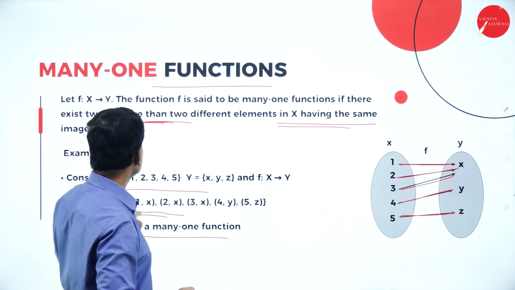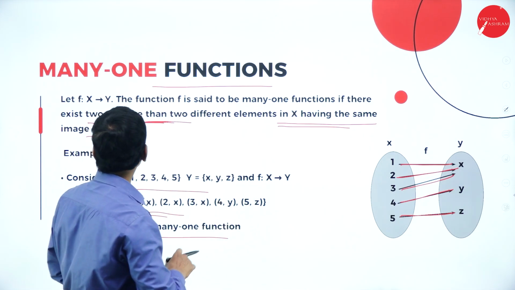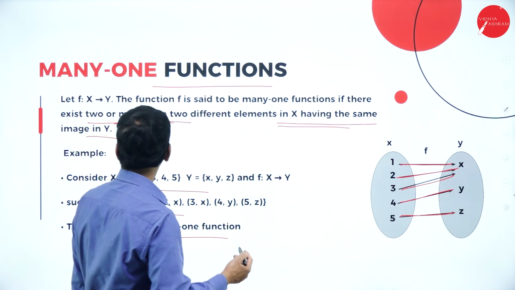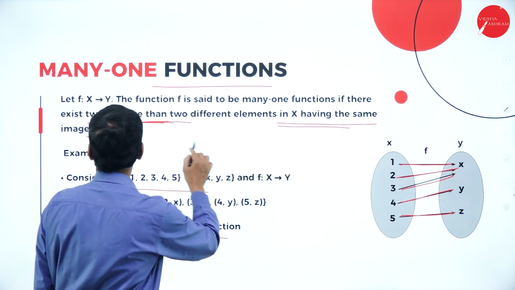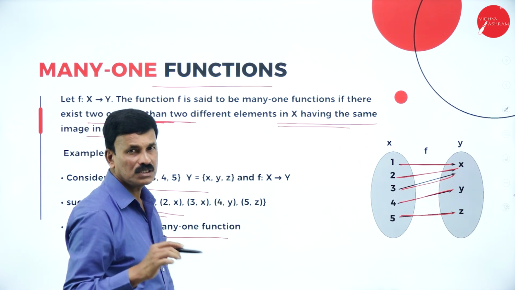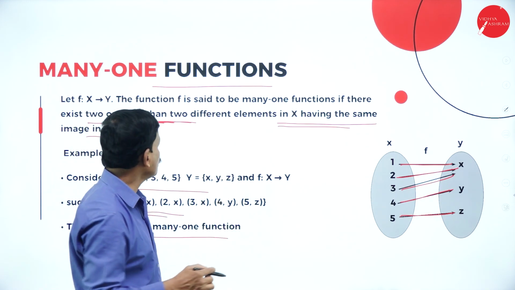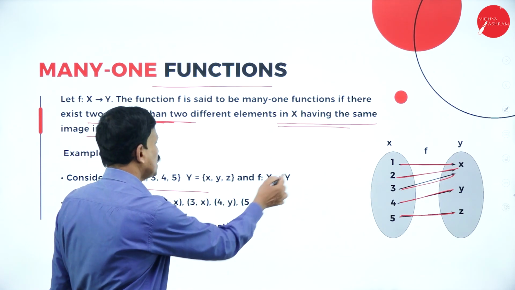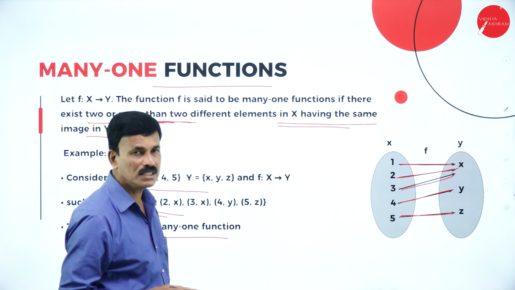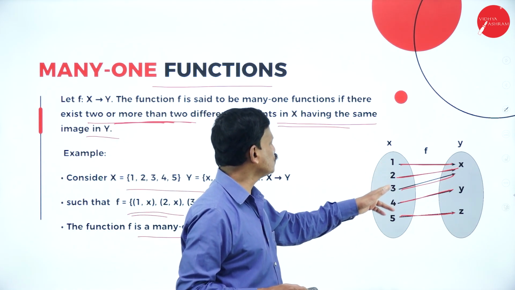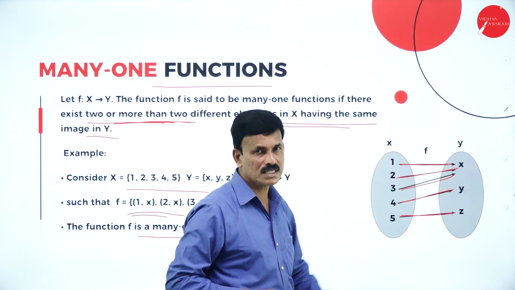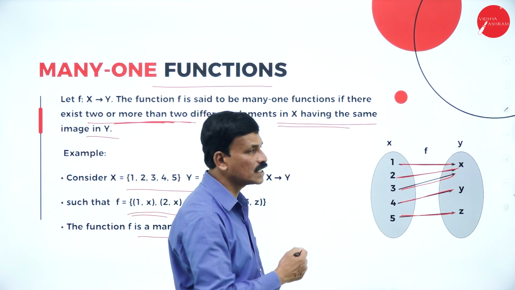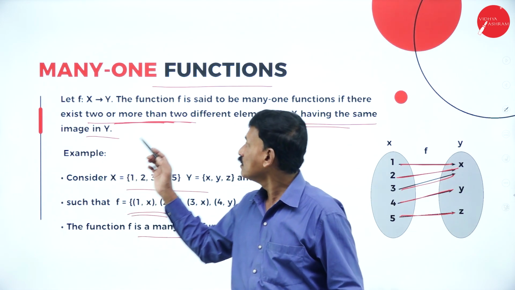So, therefore, this is an example of a many-one function. If there exist two or more different elements in set X that have the same image in Y, then it is called a many-one function. Here the elements 1, 2 and 3 are associated with x of the second set, that is Y. Therefore, this is an example of a many-one function.